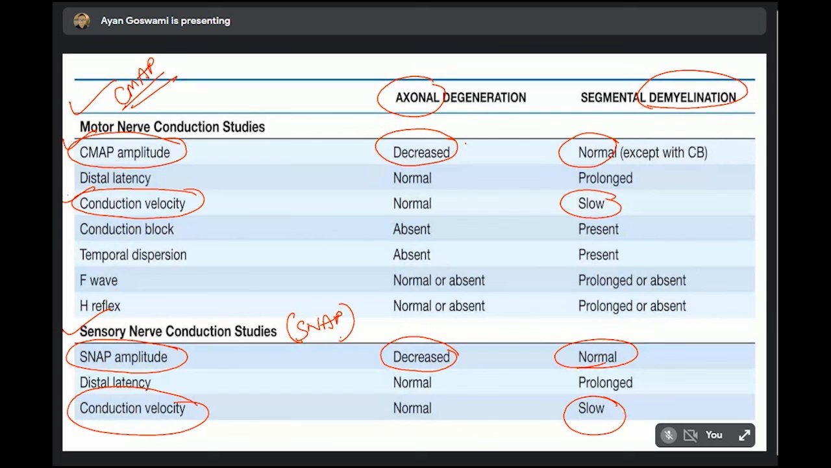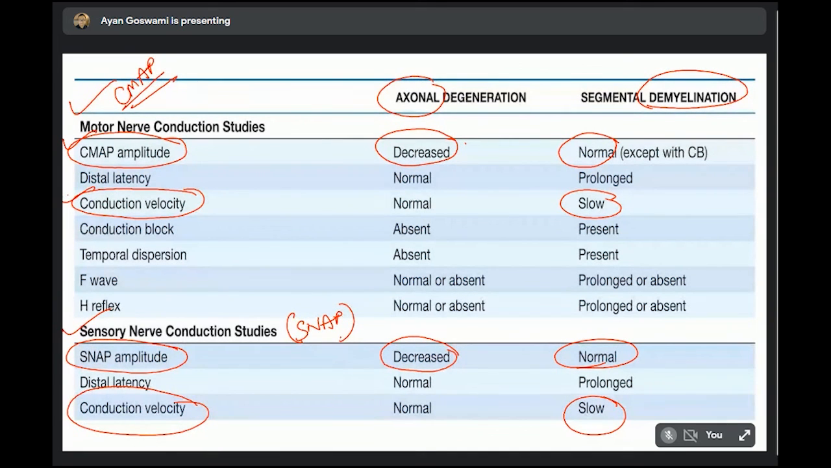And I told you that demyelinating neuropathy is usually due to large fiber damage, and axonal neuropathy is due to small fiber damage. And you know the examples of small fiber neuropathy and large fiber neuropathy, correct?